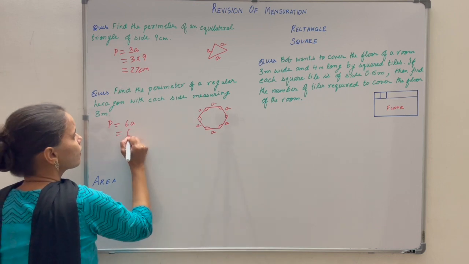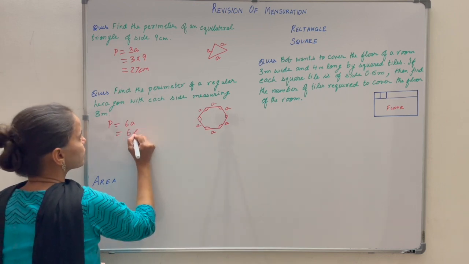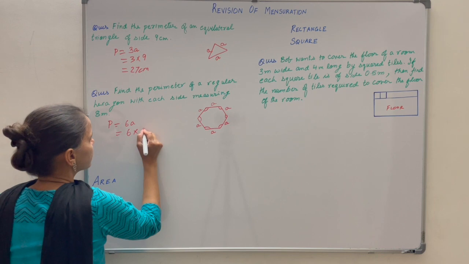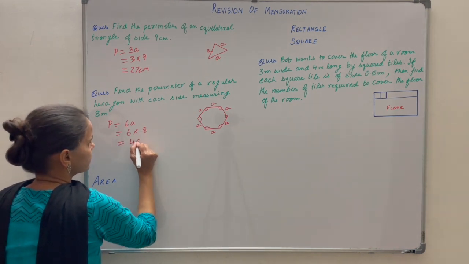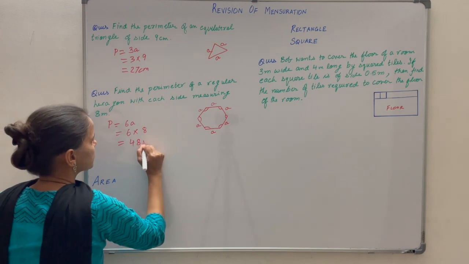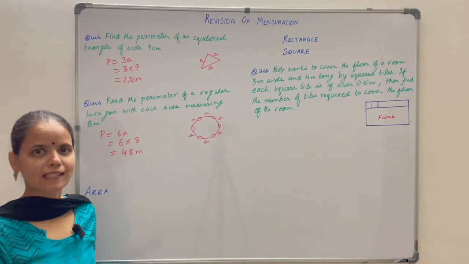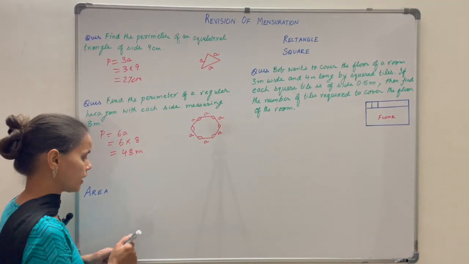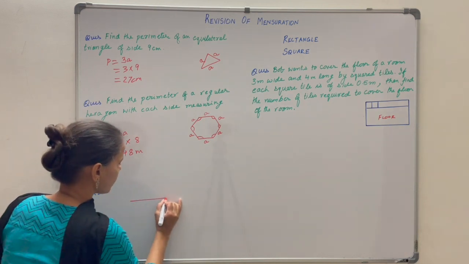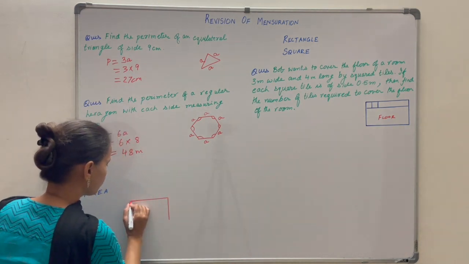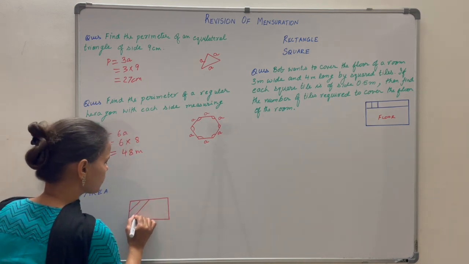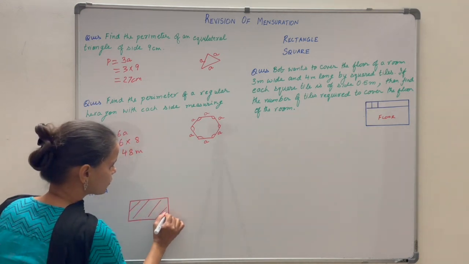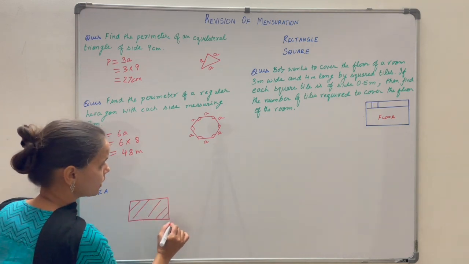A is the length of one side of a regular hexagon that they have given here, which is 8. So 6 8s are 48. Unit is meters. Now let us discuss the area. So area is the region enclosed by the boundary. This is a closed figure and this is the region enclosed by the closed boundary. So this is called the area.